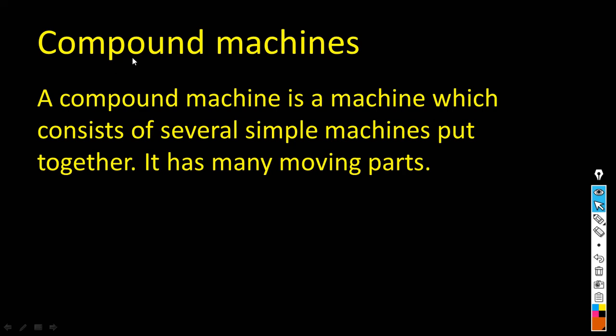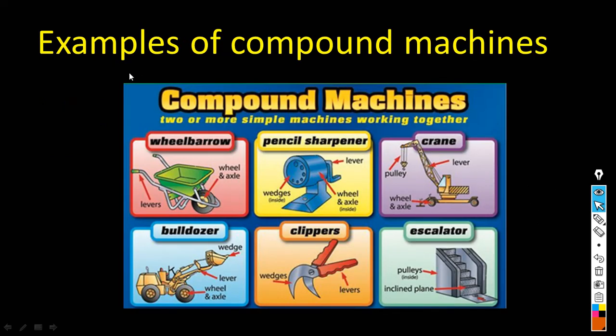Now, on the other hand, we have compound machines, máquinas compuestas. A compound machine is a machine which consists of several simple machines put together, and so it has many moving parts. And let's see some examples of that. We have, for example, the following 6 compound machines. You can either call them compound or complex machines.